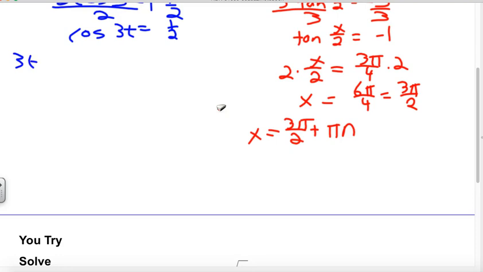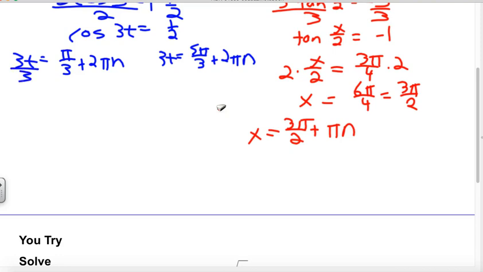So we had 3t equals pi over 3 and 5 pi over 3, right? So we'll take pi over 3 plus 2 pi n, and 3t equals 5 pi over 3 plus 2 pi n. So if you want to write your answers like that with the 2 pi n's representing all possibilities, when you divide by 3, you also have to divide that part by 3 as well. That's the only reason I wanted to go back and show you this, is that you've got to divide that by 3 also.